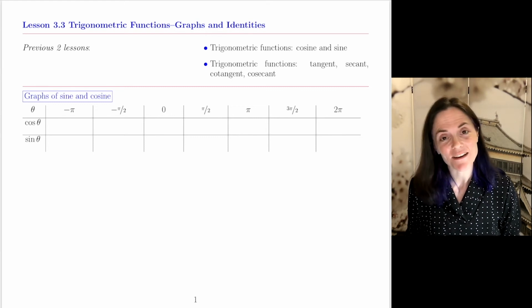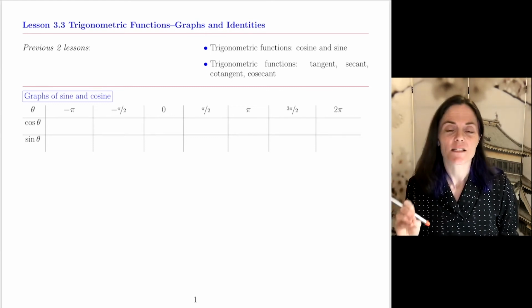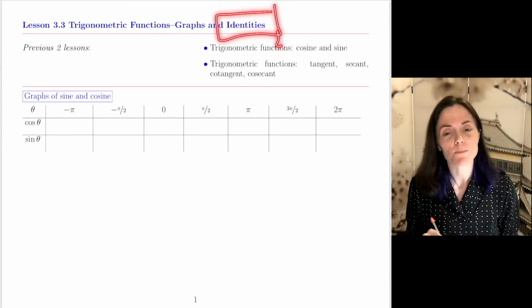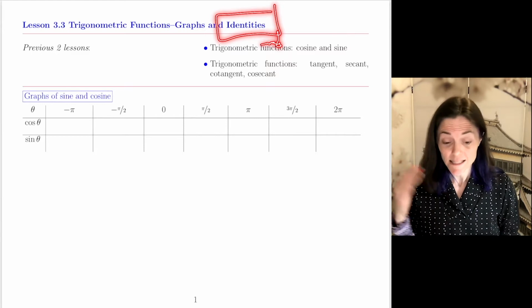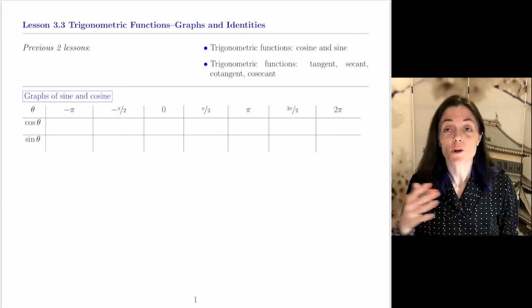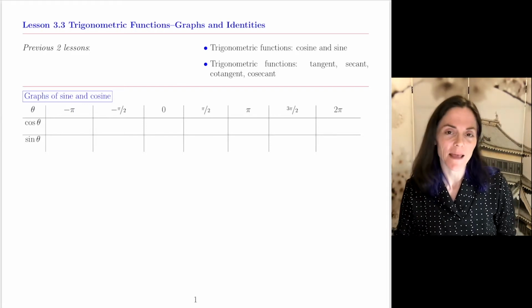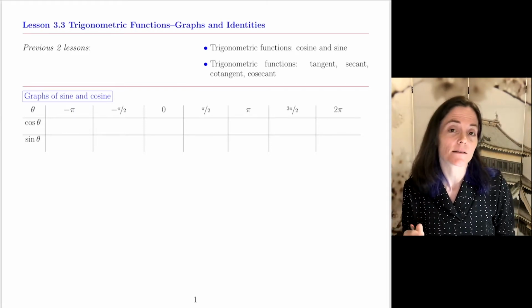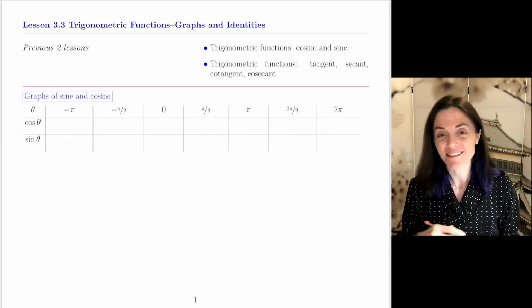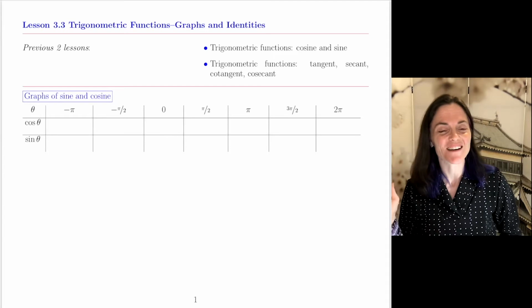Lesson 3.3 is graphs and identities for trigonometric functions. Let me just start by saying that this part, identities, is a huge topic. If you had a course in trigonometry, you know you can have pages and pages and pages of trigonometric identities. What we discuss will be what I consider the bare minimal to get you ready for a calculus course.